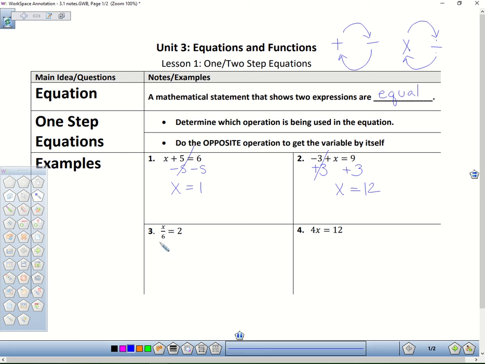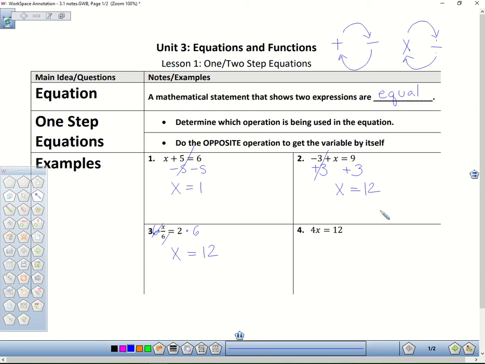And over here, what operation is that when you have a bar like that? Division. So what reverses division? Multiplication. So I have to multiply both sides by 6, which gives me x equals 12.